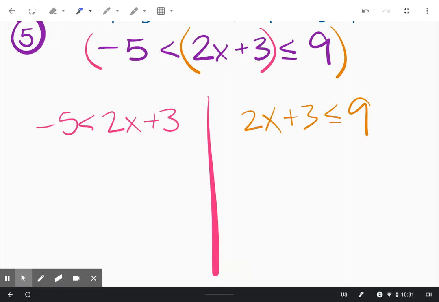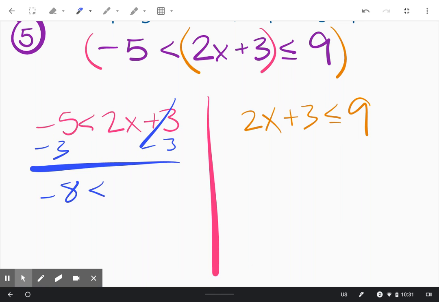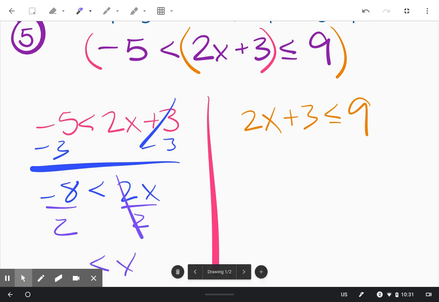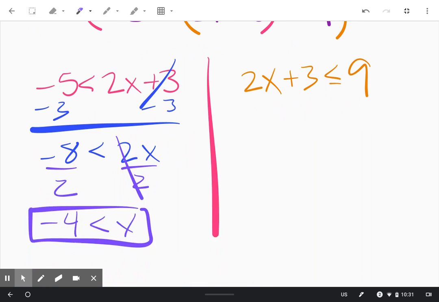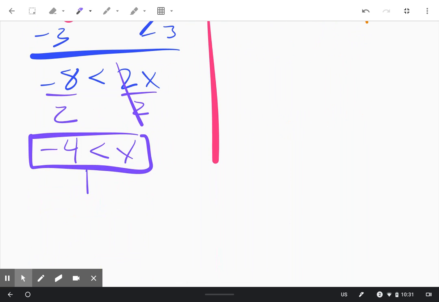So let's work out this one. I'm going to subtract 3 from both sides. Okay, and then I'm going to divide by 2, and I get x over here with the greater than or less than symbol with a -4 over here. Okay. So in this case, if I really wanted to rewrite this, and I think it's nice to, I'm going to put it like this. Notice I switched everything. I just reversed the expression.